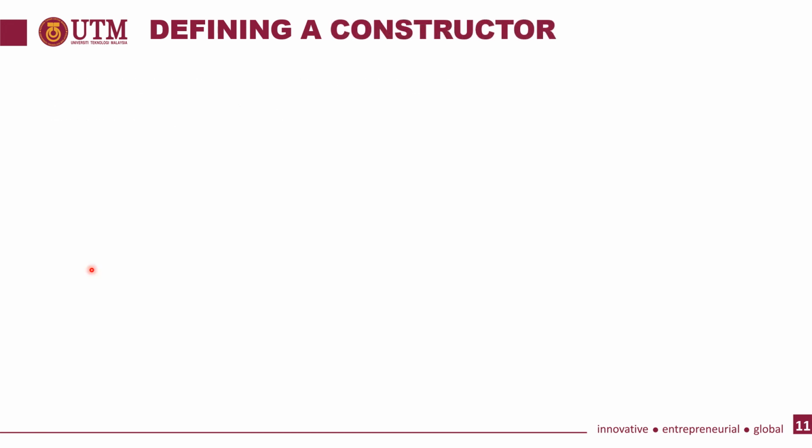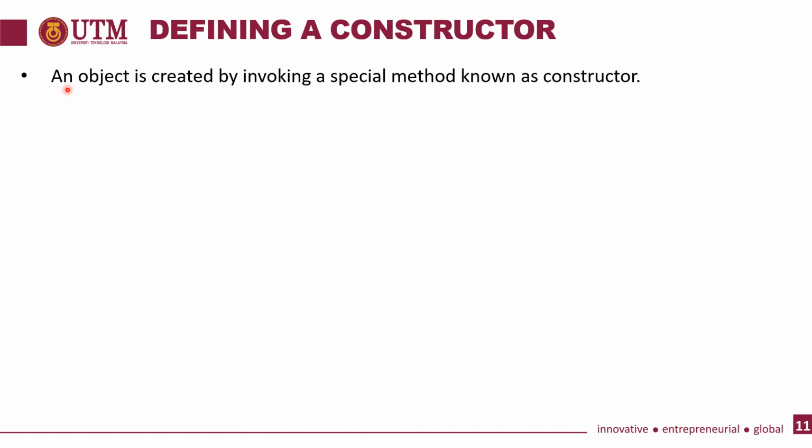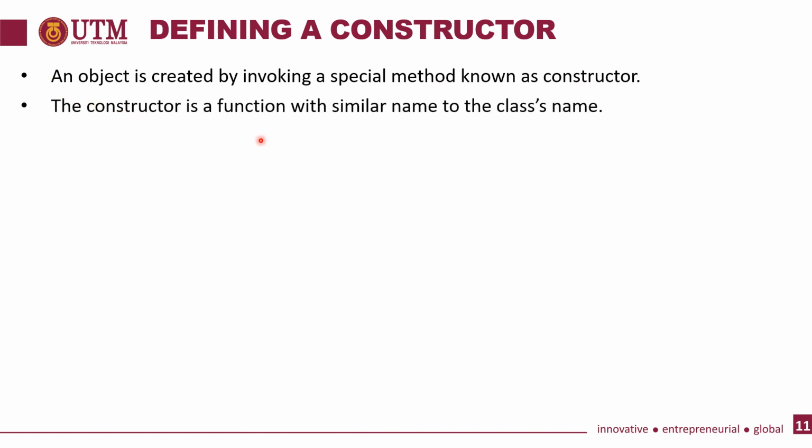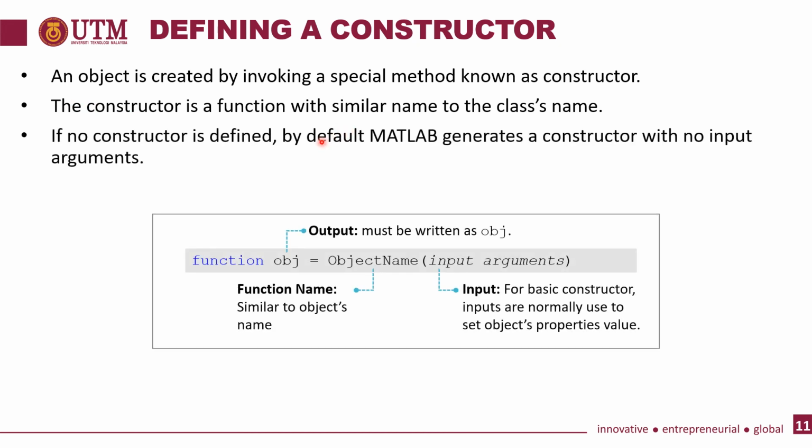Next is defining a constructor. So what is actually a constructor? A constructor is a special method used to create an object. The constructor is a function with a similar name to the class name. If no constructor is defined, by default MATLAB generates a constructor with no input arguments. A constructor is the way that we set the values of the properties of your class.